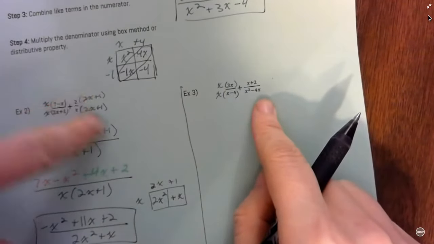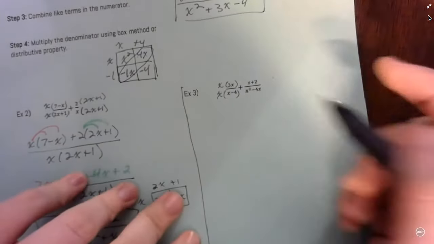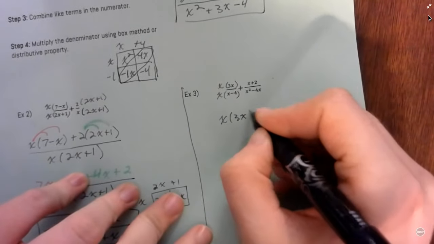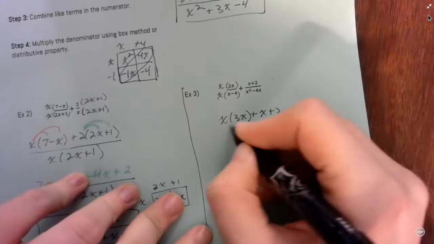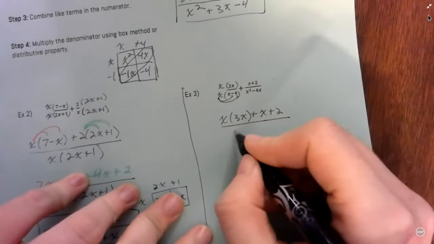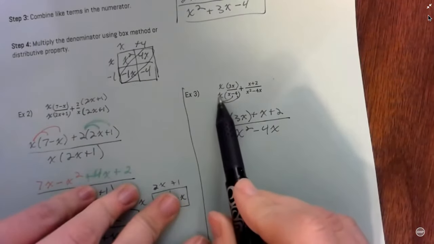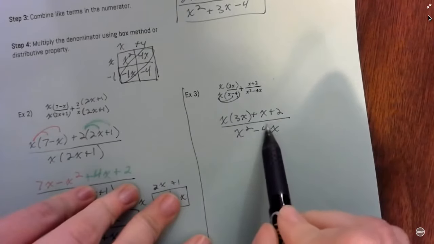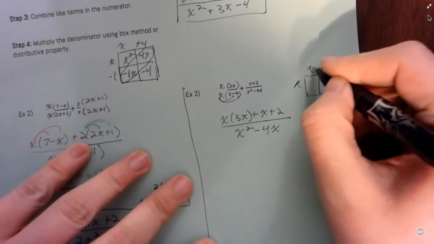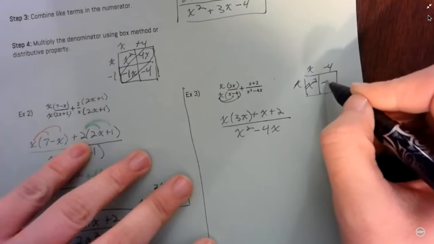It'll still work if you do it the other way, but it'll just be a lot longer. So let's go ahead and take the shortcut. So I've got x times 3x plus x plus 2 over x squared minus 4x. Right there, x times x is x squared, and x times negative 4 is negative 4x. Or if you want me to prove it with the box, I can do that too. x minus 4, x times x is x squared, x times negative 4 is negative 4x.